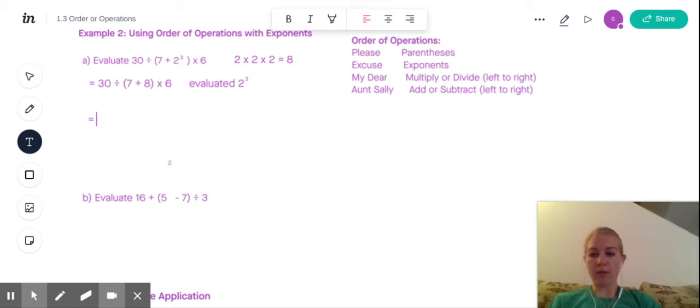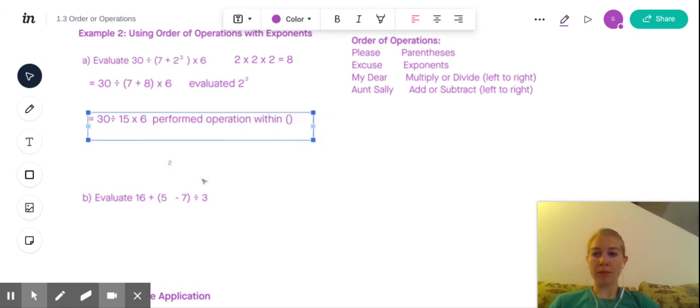Okay, so equals 30 divided by. Okay, so let's take a look at our expression now. So now we have 30 divided by 7 plus 8 in parentheses times 6. So we need to continue solving those parentheses. So now we have 7 plus 8, which is 15, times 6. So we performed the operation within parentheses.